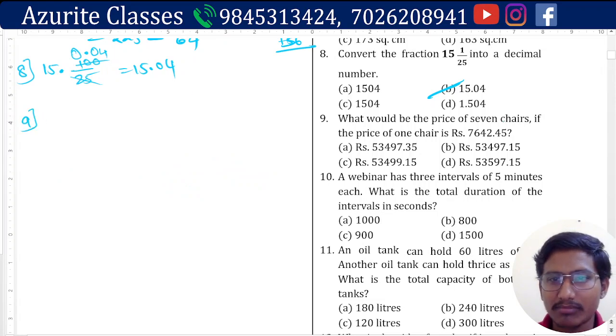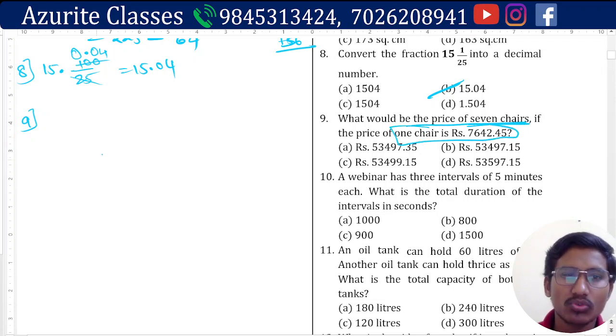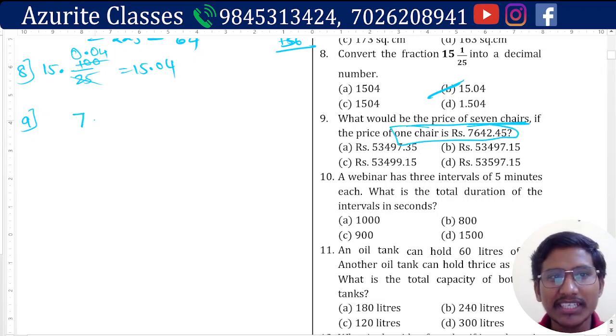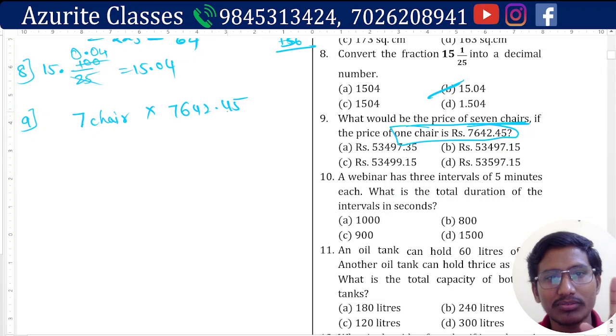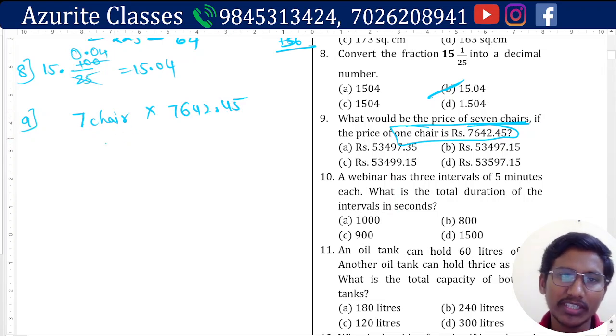So if one chair costs this much, then the price of 7 chairs is 7 times that. You multiply both of them: 7642.45 times 7, and you will get the answer. So you multiply and find the answer. This will be homework.